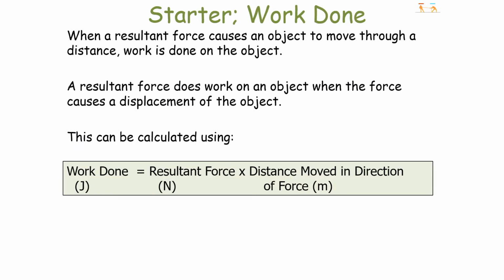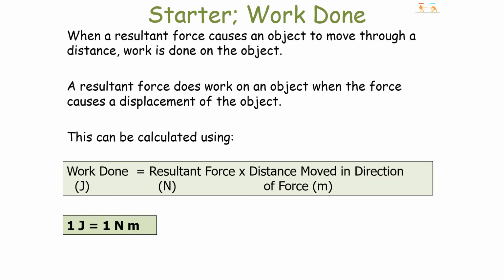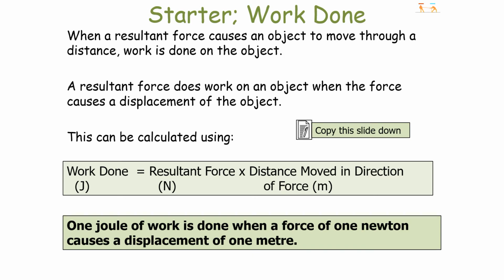When a resultant force causes an object to move through a distance, work is done on the object. A resultant force does work on an object when the force causes a displacement of the object, and we can calculate this with the following equation. Work done in joules is equal to the resultant force in newtons times the distance moved in the direction of the force in meters. This means that 1 joule of work is done when a force of 1 newton causes a displacement of 1 meter. So 1 joule is equal to 1 newton meter, for example 5 joules is equal to 5 newton meters, or 11 joules is equal to 11 newton meters.